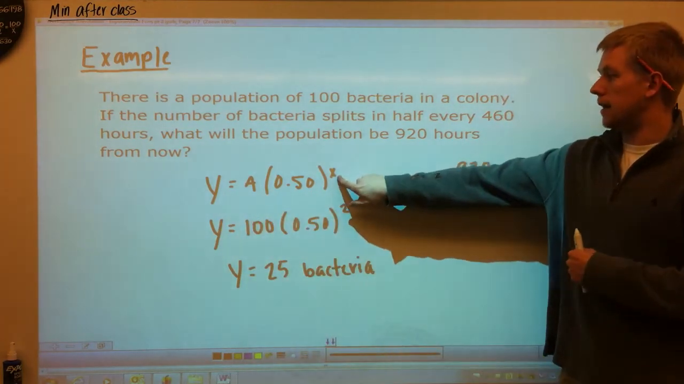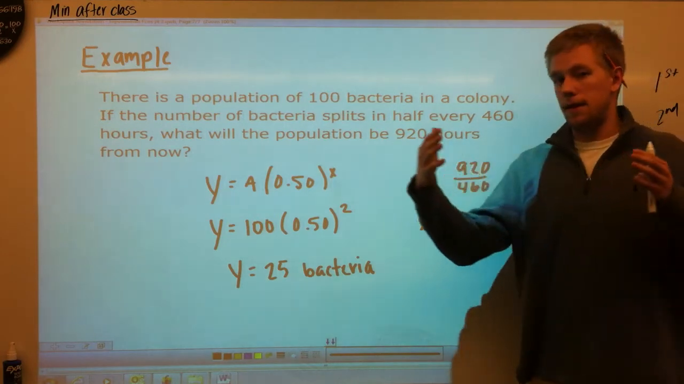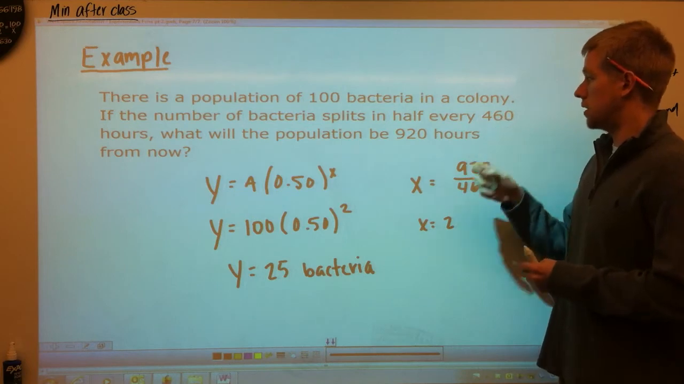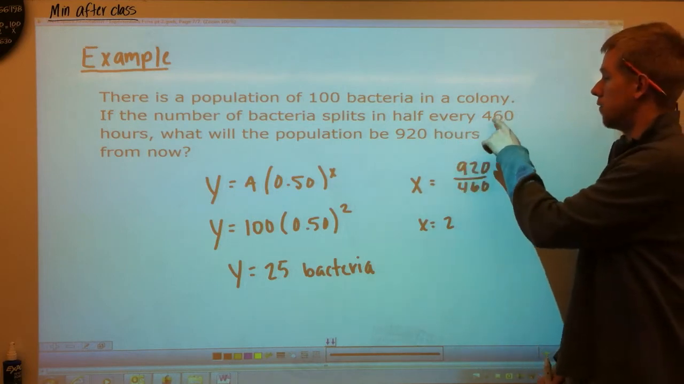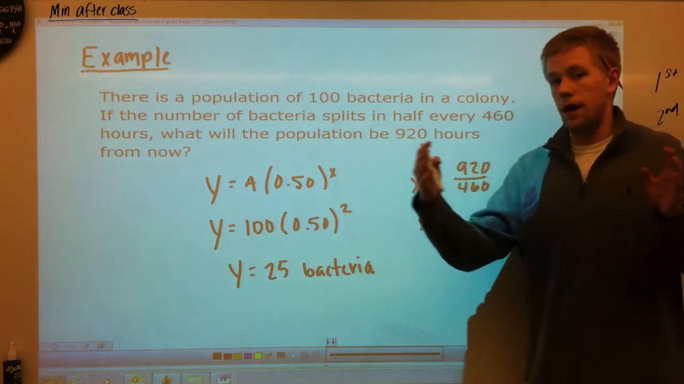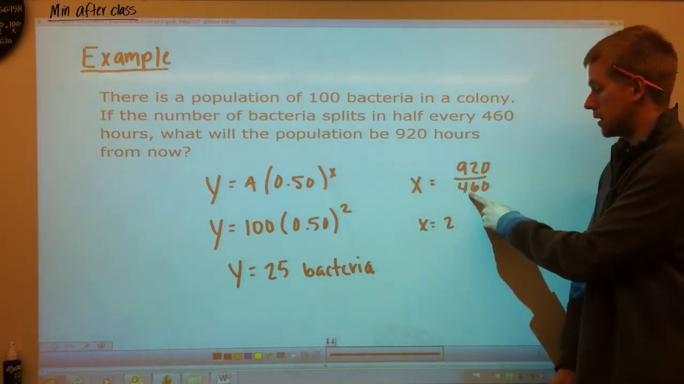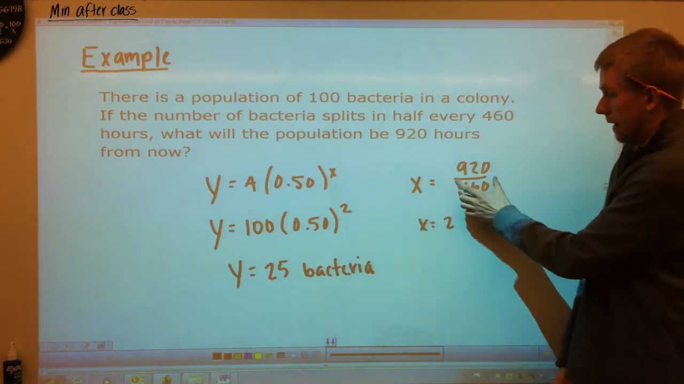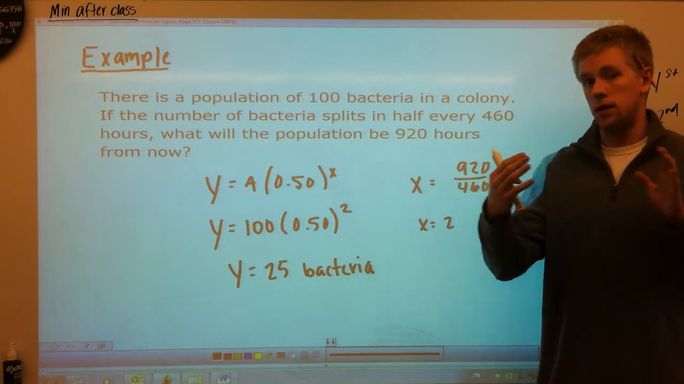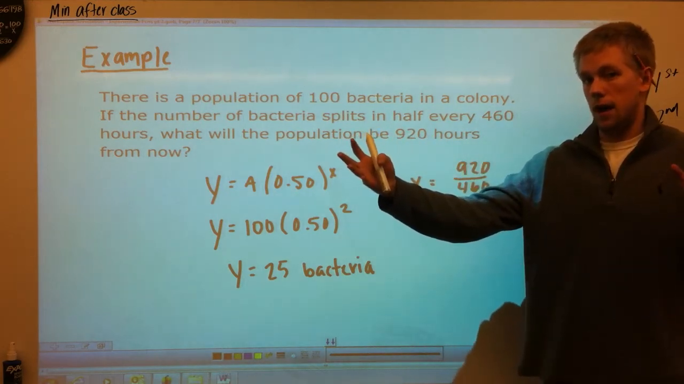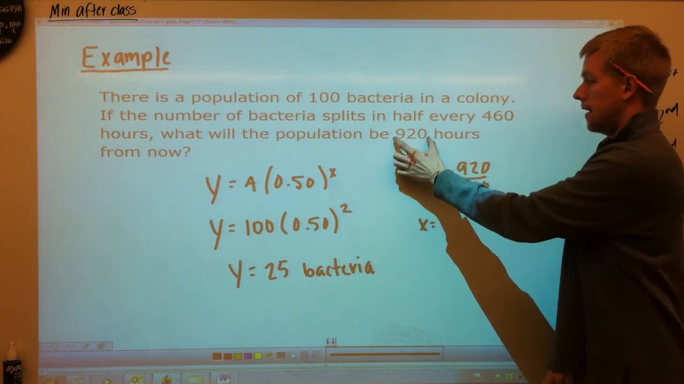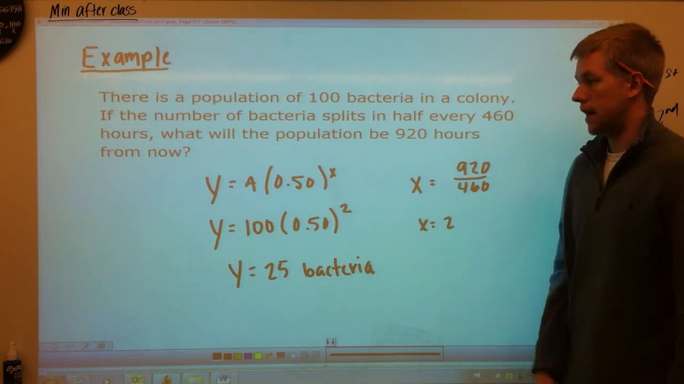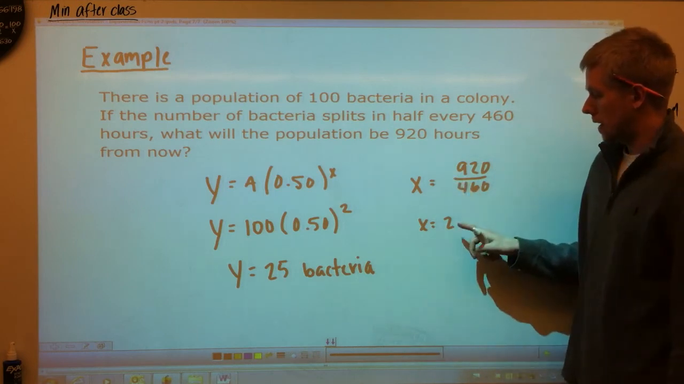To find x, again, I need to divide the time span that they want by the time span it takes to split in half for this bacteria. The half-life for this bacteria is 460 hours. They're looking for 920, so when I divide 920 by 460, I get 2. That's what I plug into my exponent. So I take the 920, which was the time that they wanted, and I divide that 920 by the half-life. Okay, it splits in half every 460 hours, so I divide 920 by that 460. That gives me a 2.